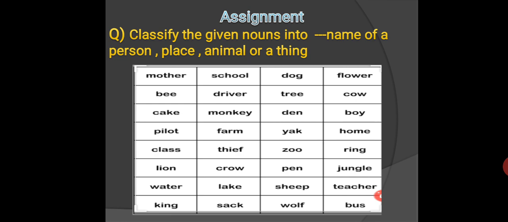The first word in the table is mother. First line, I'm reading it out. You can put your finger or you can read along with me. Mother, school, dog, flower. Second line: bee, driver, tree, cow. Third line: cake, monkey, den, boy, pilot, farm, yak.